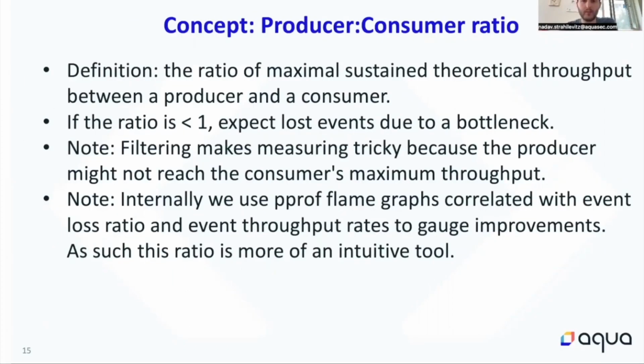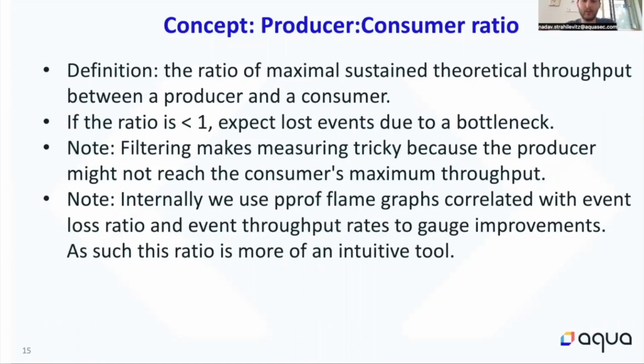Before we dive into the event pipeline internals, it is important to introduce the concept of the producer-consumer ratio. As written here in the definition, it is the ratio of maximum theoretical throughput between a producer and a consumer. That is, if a producer produces an X amount of data and the consumer can consume only Y amount of data and X is larger than Y, then you will have a bottleneck between the two. In the case of the eBPF perf buffer, that means lost events. And it's a critical problem in the security context because that means a detection could be lost.